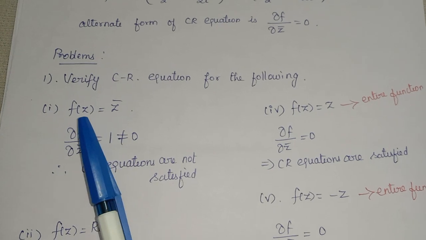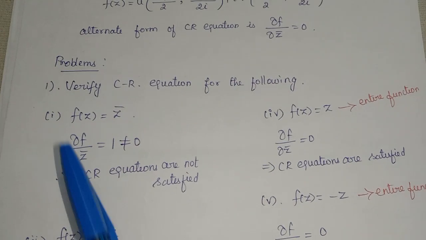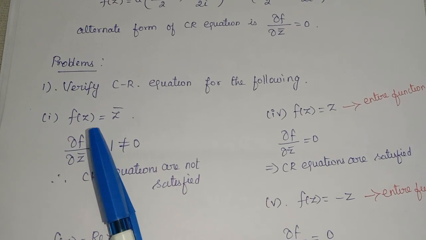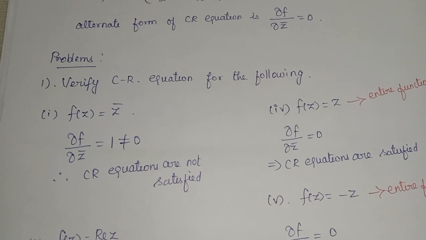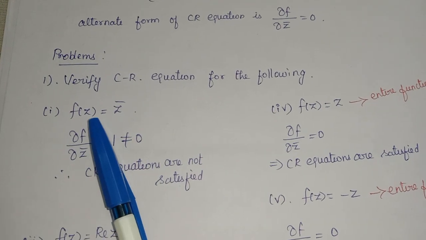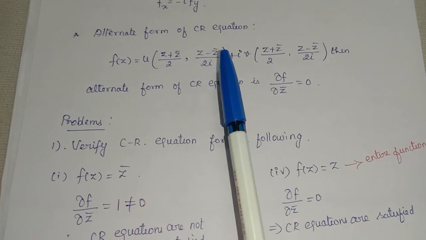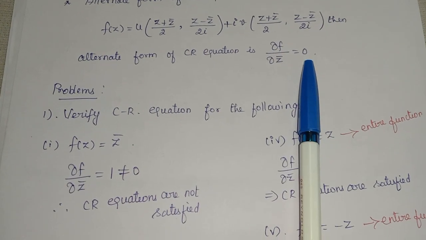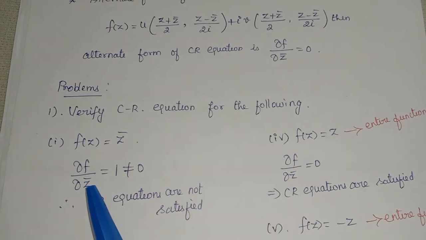This is the first problem. That is, we have to verify CR equations for all the given problems. See, f of z equal to z bar. So I have given you different forms of CR equations. Now, you look at the problem and you can choose any one of the forms. So whichever is easier we can take. So here they have given the function in terms of z bar. So let me use this form. If dou f by dou z bar equal to 0, then CR equations are satisfied. Otherwise not satisfied. That is, differentiate f with respect to z bar.